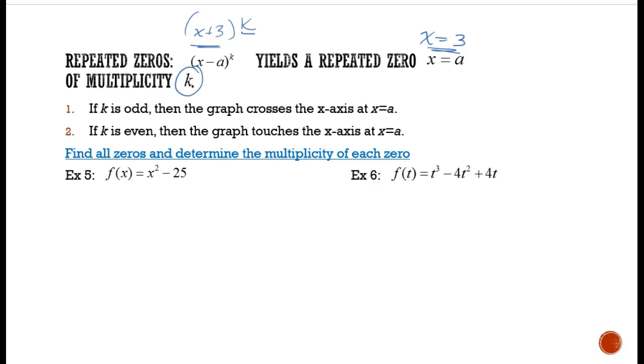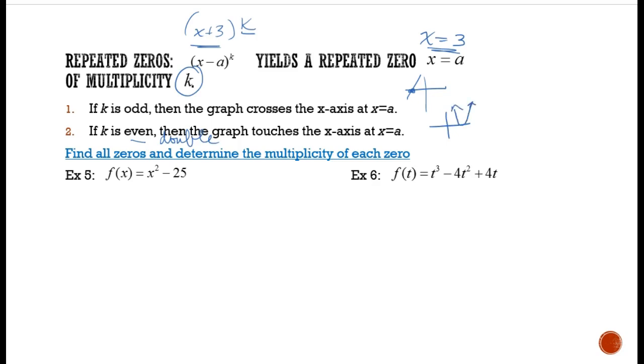Now, this value of k helps us know how the graph crosses the x-axis. If k is odd, like a factor that shows up one time, it just passes through the x-axis, crosses like normal. If that k value is even, like a double root, that means that the graph is going to touch that x-axis and bounce off of it.